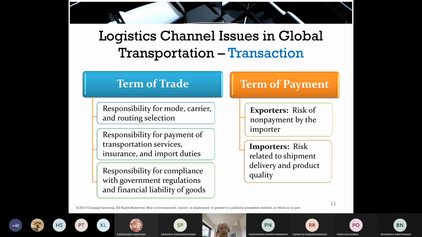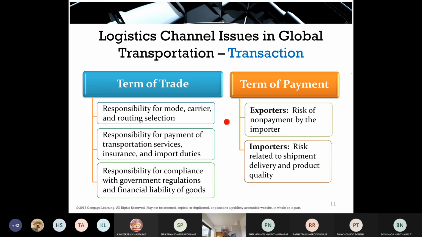And then we have terms of payment. So unlike domestic trade, where you pay the money and you grab the goods and you go, in international trade, you cannot do that. You cannot do that because we're talking about long distance. We're talking about long distance transportation.